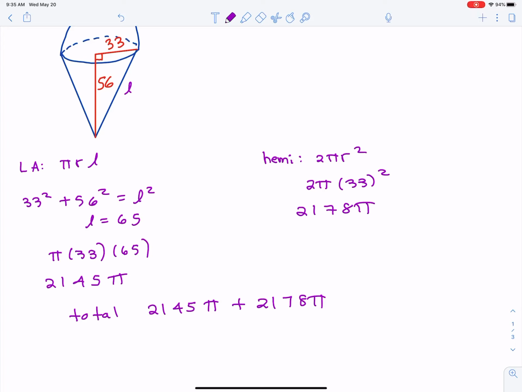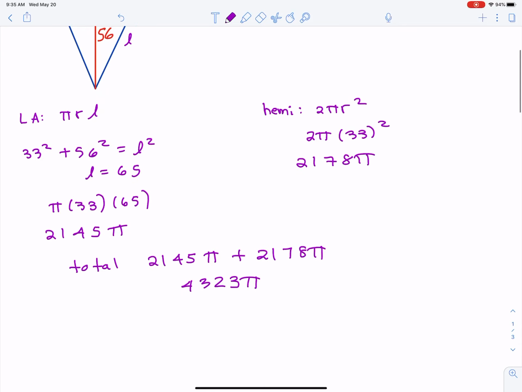Now let's clean that up. I'm going to double check this one more time before I move on. I want to actually make sure I plug those in right. 2145 plus 2178 is 4323 pi. Now, that's our exact value.